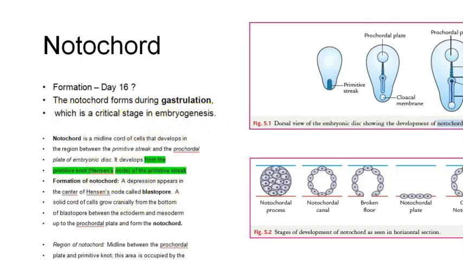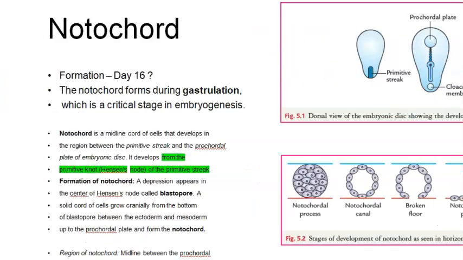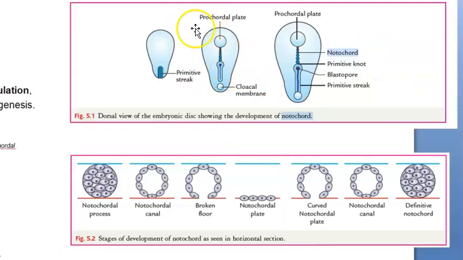From that Hensen's node. I told you what is this Hensen's node. It is a primitive knot, KNOT, knot of the primitive streak. That is all you can say. People, it is so complicated to understand. You just go through some very good YouTube videos. They'll explain. So here you have the primitive streak.